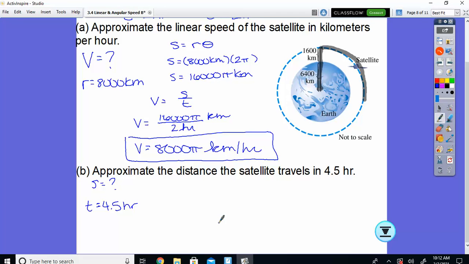So I need a formula with S. We could do S equals R theta. We have R. We would have to find out the theta for this scenario. Or we could do V equals S over T. We have V and we have T, so that would probably be the easiest one, because the speed isn't changing.